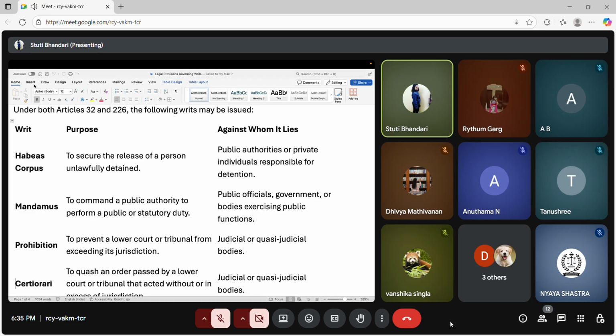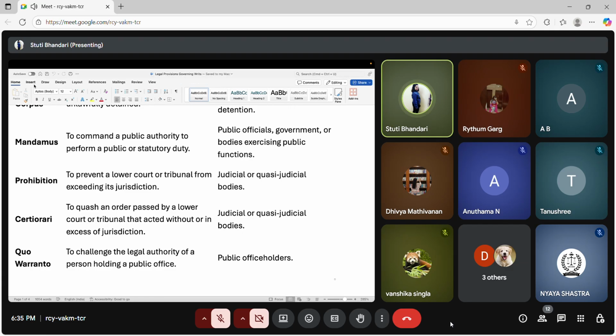Then certiorari. It is again filed against judicial or quasi-judicial bodies, wherein the higher court can quash an order of those lower courts or tribunals wherein they have acted without jurisdiction or in excess. So see what is the difference here? This is a preventive step. Here the court is preventing them.